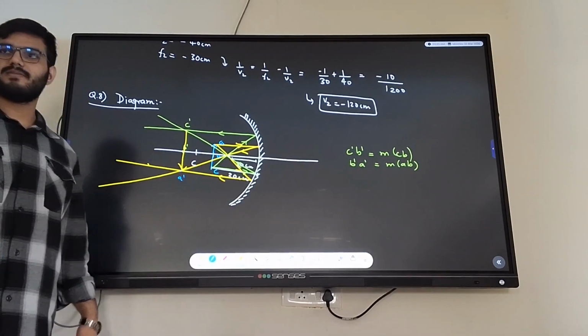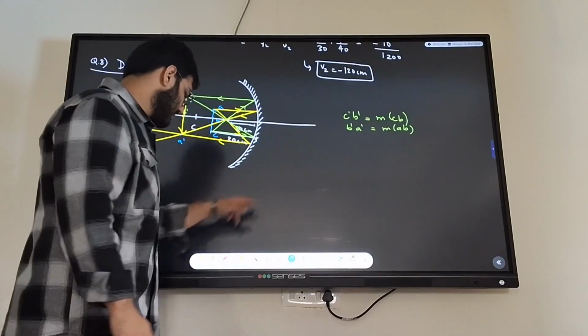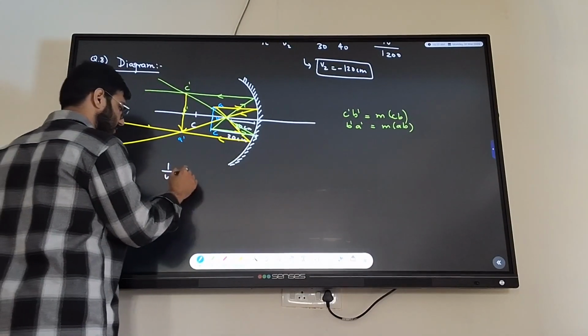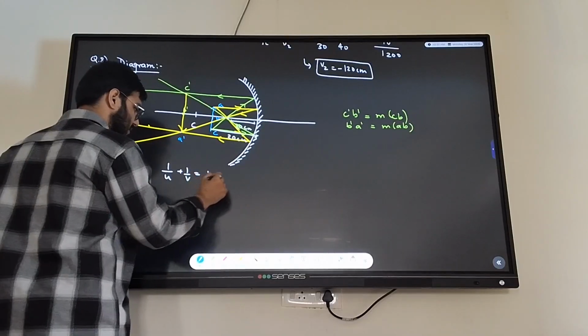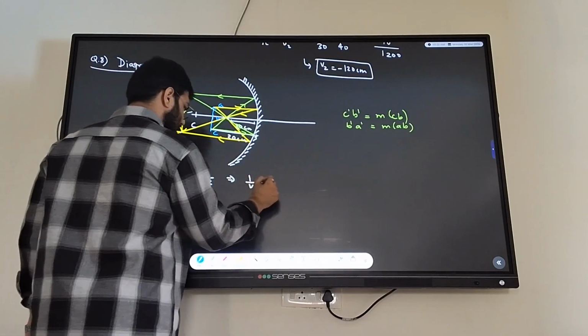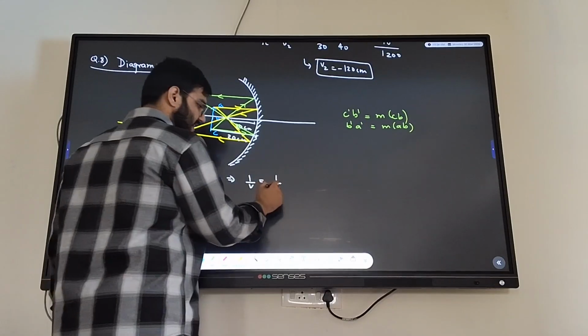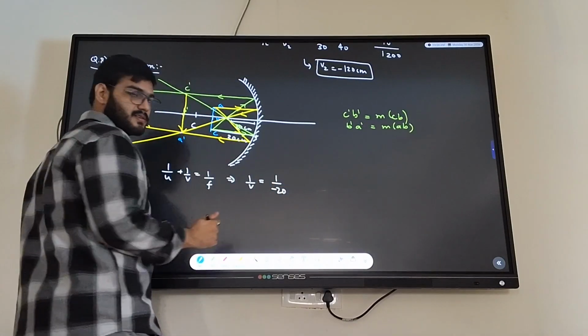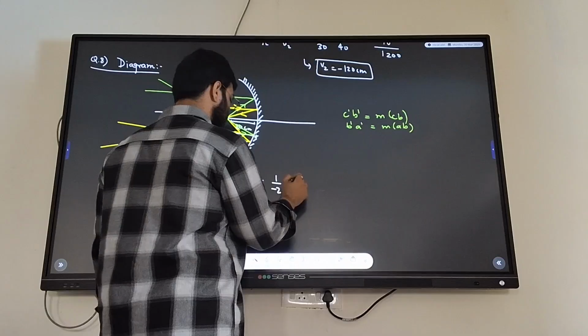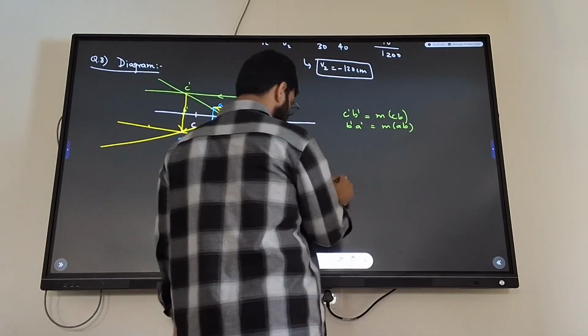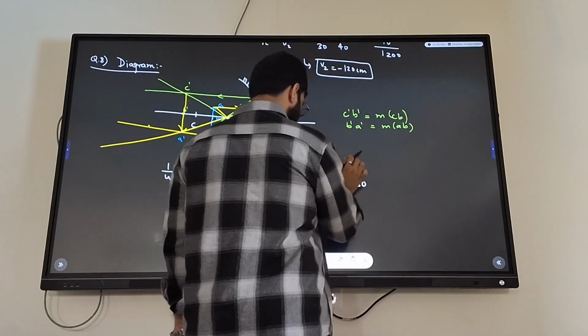Then how to find V? Mirror formula. In the mirror formula, 1 by U plus 1 by V is equal to 1 by F. So what is F? It's minus 20. Yes. What about this U? Minus 30, right?